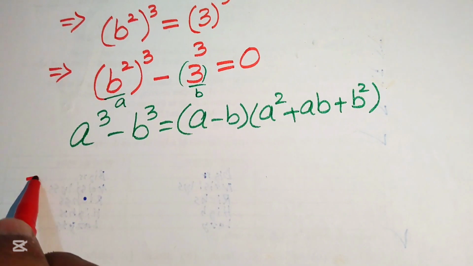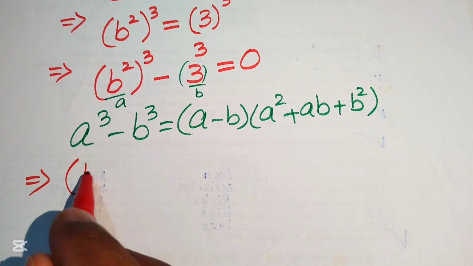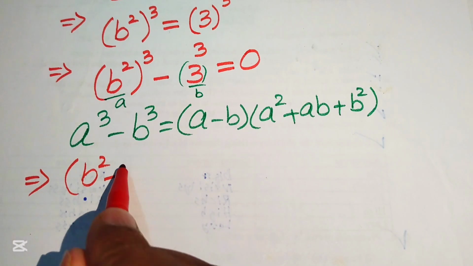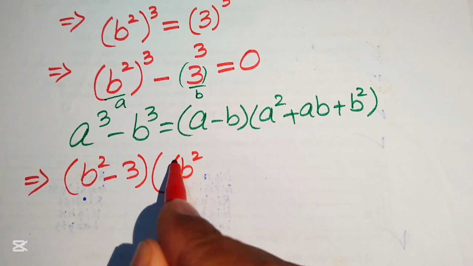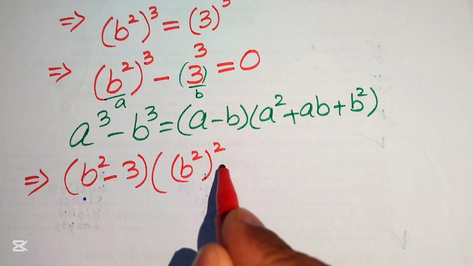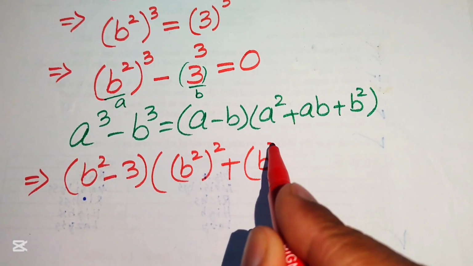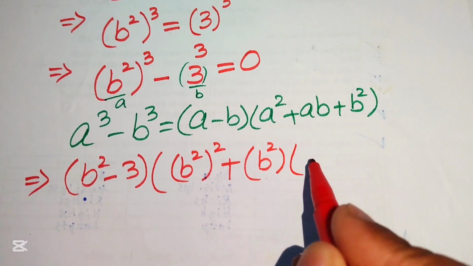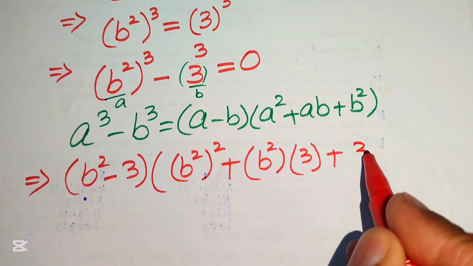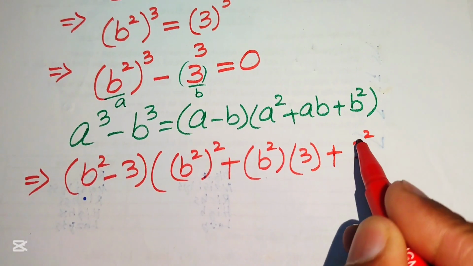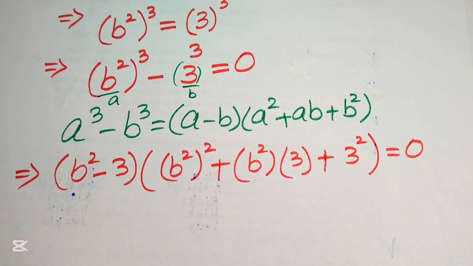So first we write a minus b. Here our a is b square, minus b is 3, into a square. Here our a is b square and its whole square, plus ab. Here again a is b square and b is 3, plus b square. So b is our 3 square, and this equals 0.